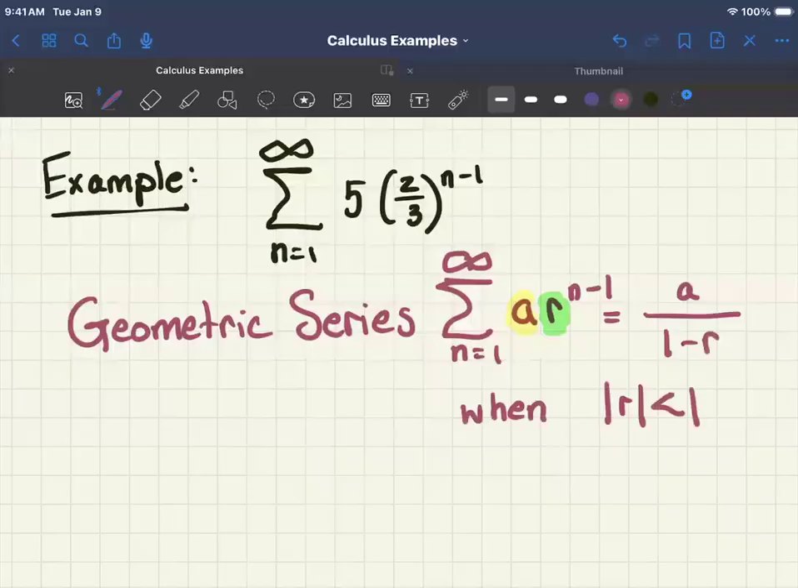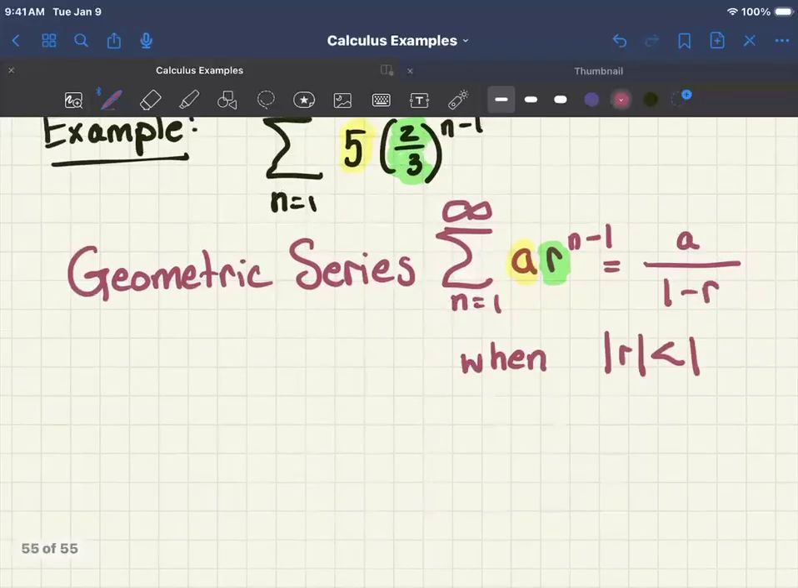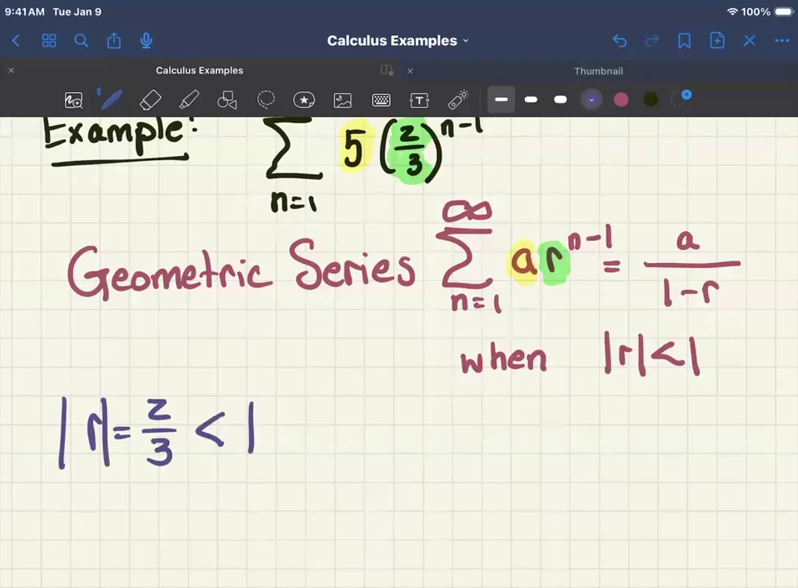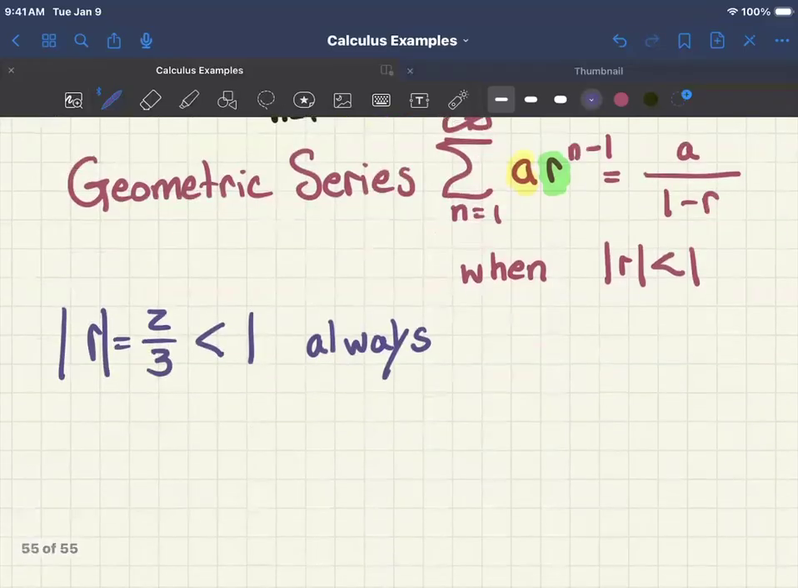All right, so in the current series that we are looking at, notice the element that is to the n minus 1 power is our 2/3. The number in front of that is our 5. And so if we put that together, first of all, our r is 2/3. So the absolute value of r is positive 2/3, which is less than 1 always, which means that this particular series will always converge, the one that we have right here.